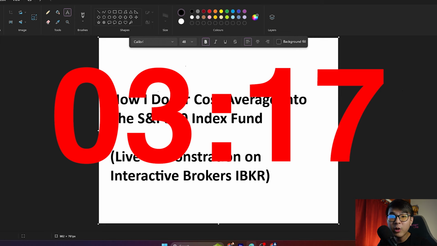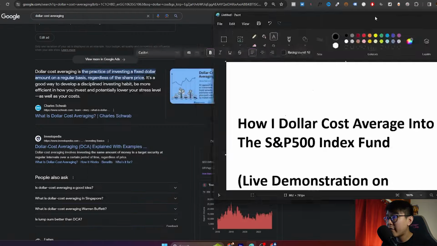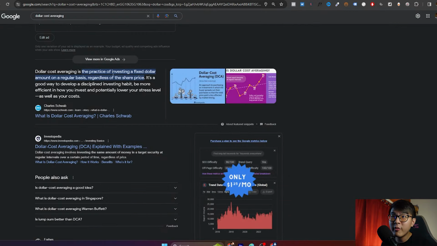I'll first be providing some context for beginners. One is dollar cost averaging. Dollar cost averaging is a practice of investing a fixed dollar amount on a regular basis regardless of the share price. Personally, I'll set aside a fixed amount of budget that I'll put into the stock market regardless of what happens. Long-term wise, it should always be profitable for you if you invest in the right stocks or index funds.